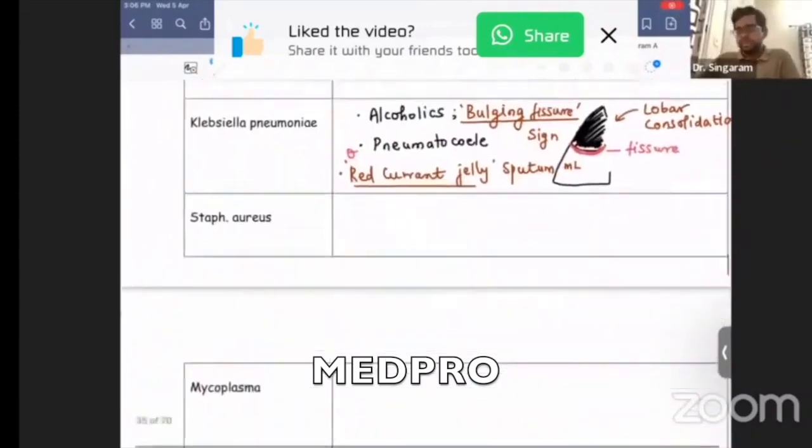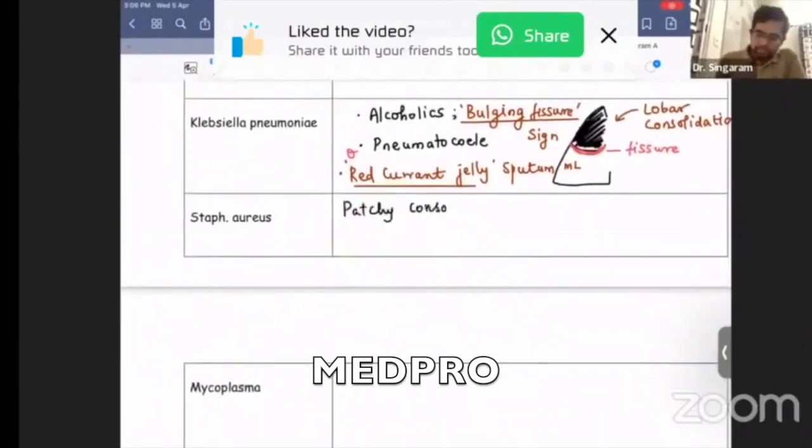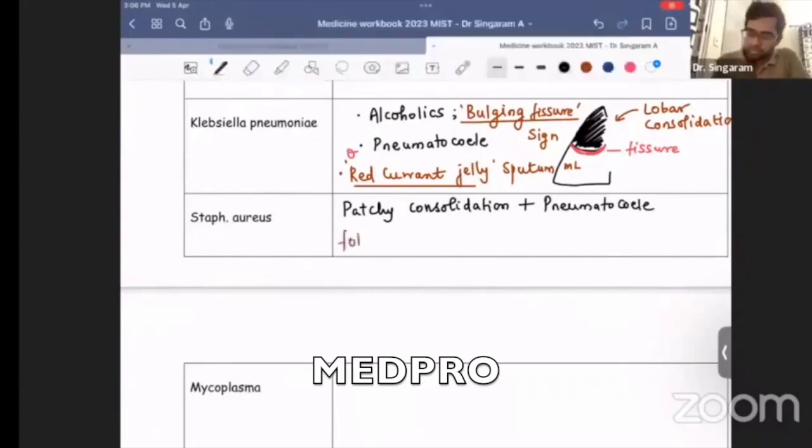Okay, then we have Staph aureus. I've told you some features of Staph aureus. What is that? It causes patchy consolidation on the X-ray. And along with that, it can be associated with pneumatocele also. That's what I told you. And one more point about this Staph aureus infection is that it usually occurs following a viral infection. Typical example of that would be something like influenza, flu infection.